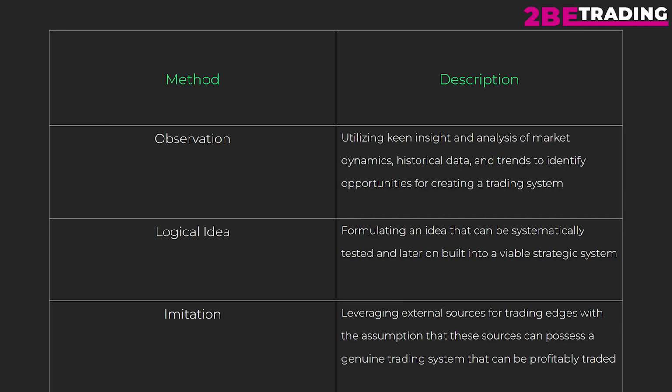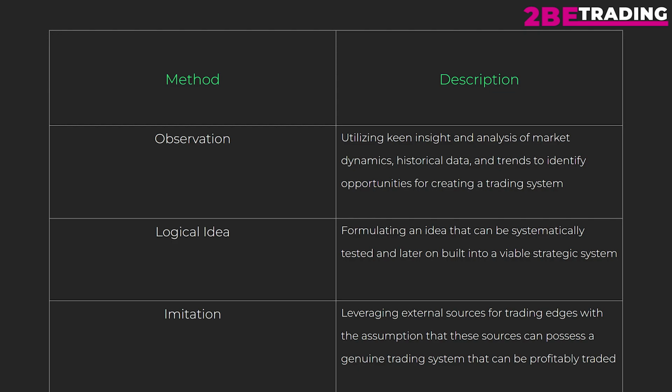The second method is a logical idea, which means formulating an idea that can be systematically tested and later on built into a viable strategic system. And the third method is imitation, which means leveraging external sources for trading edges with the assumption that these sources can possess a genuine trading system that can be profitably traded.